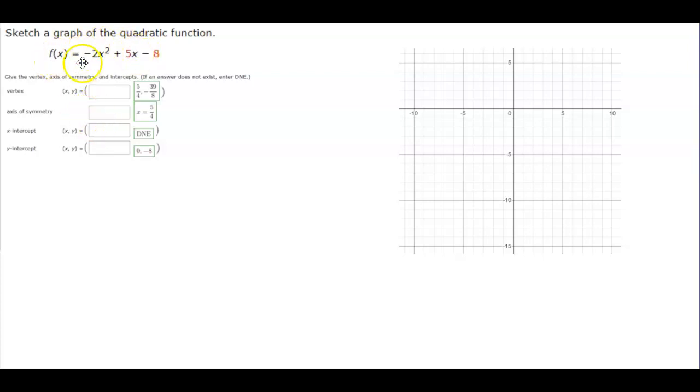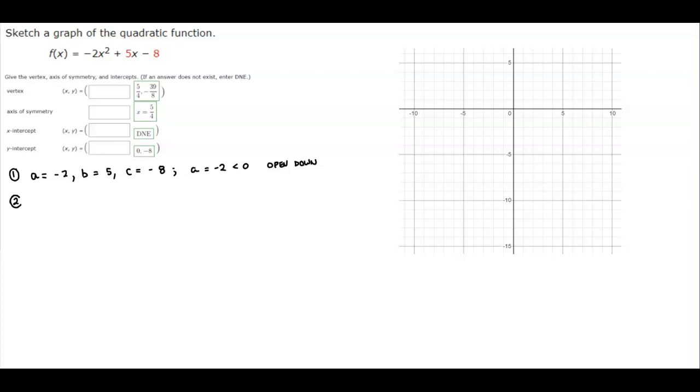Sketch the graph of the quadratic function f of x, which is equal to negative 2x squared plus 5x minus 8. Okay, so let's go ahead and take a look at first the values of a, b, and c in our problem. We know that a is equal to negative 2, b is equal to 5, and the value of c is equal to negative 8. So the value of a is negative 2, which is less than 0, so we know that this graph is going to open down.